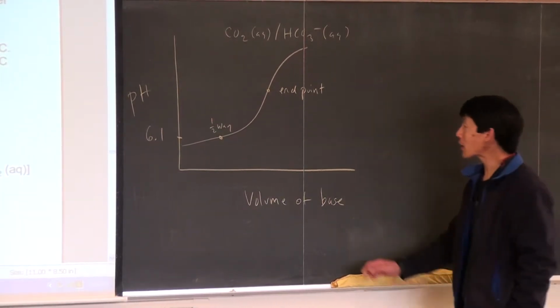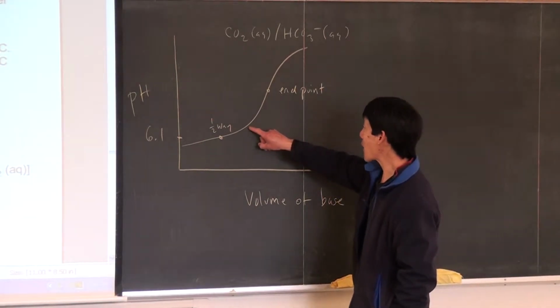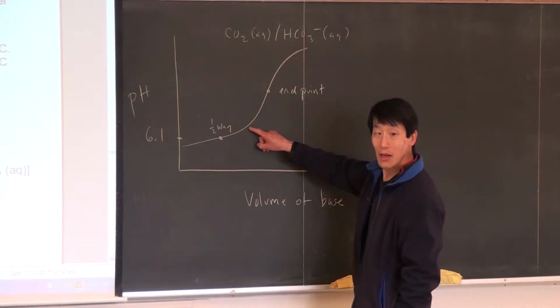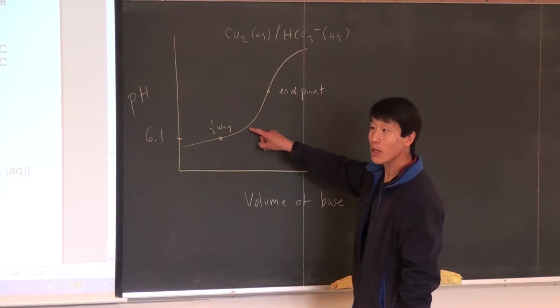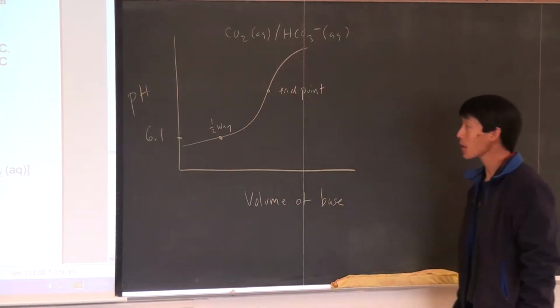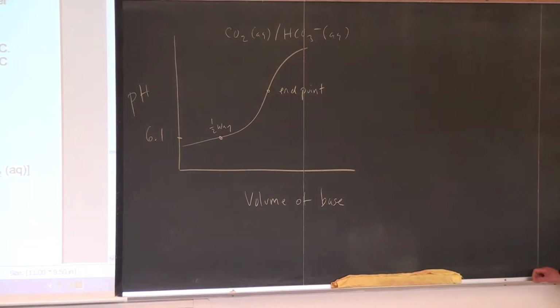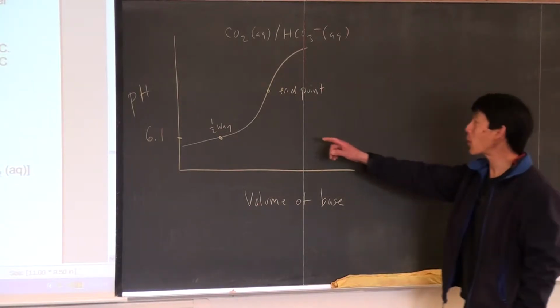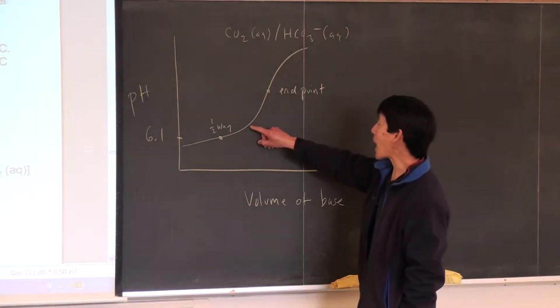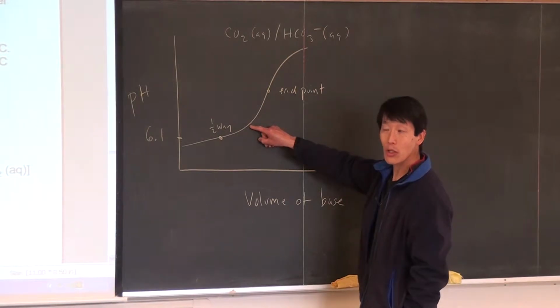So note that at pH 7.4, we're actually right at the edge of the buffer region. Which means that at pH 7.4, are we going to have more acid present or more base present? We're going to have more base present.